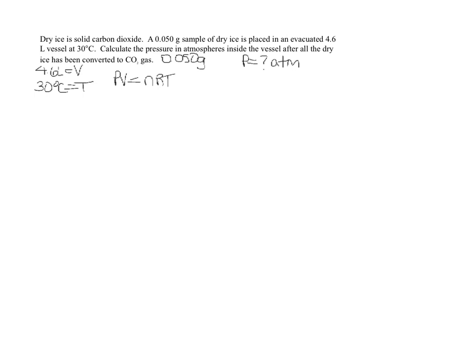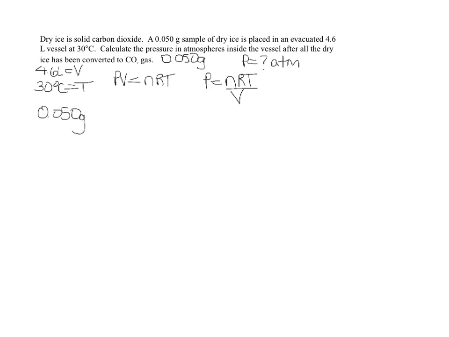What are we solving for? We're solving for pressure. So, pressure is going to equal nRT divided by V. So let's go ahead and start putting some numbers in here. Again, n we have in grams. Of course, in chemistry, we don't measure amounts in grams. We measure them in moles. So let's go ahead and do that.